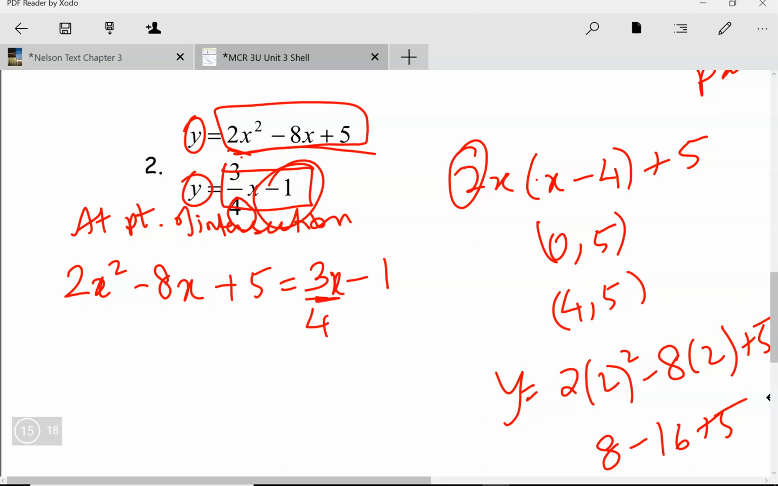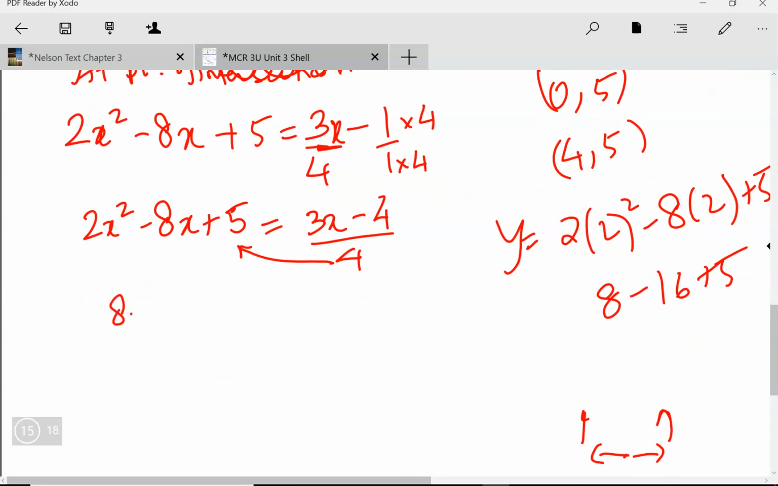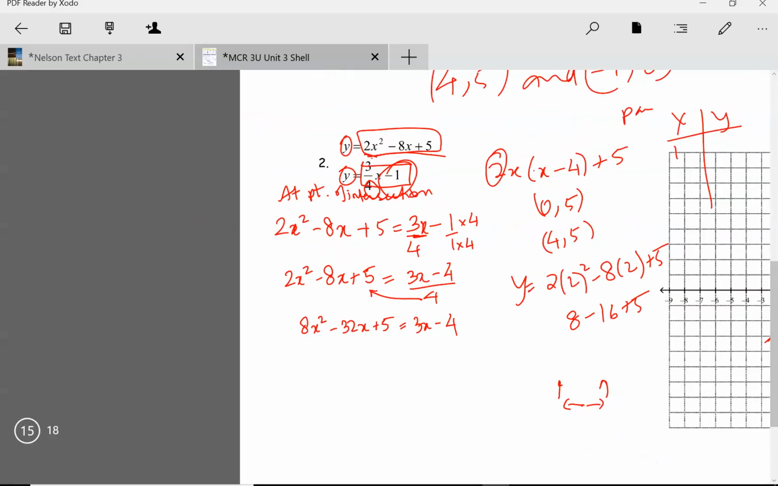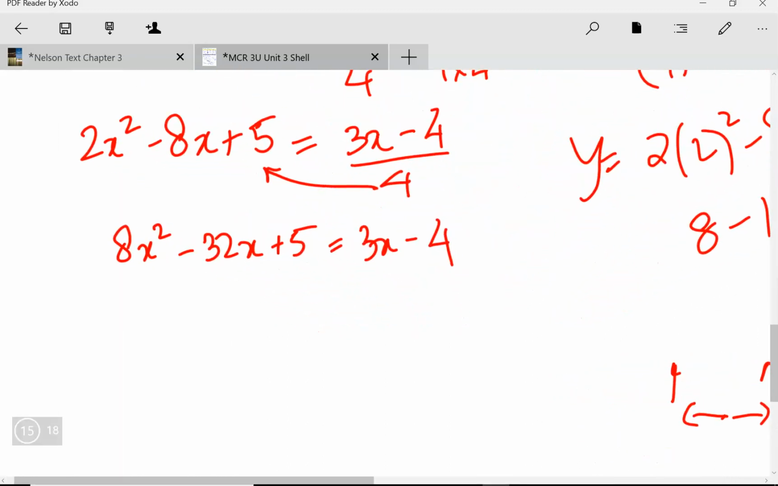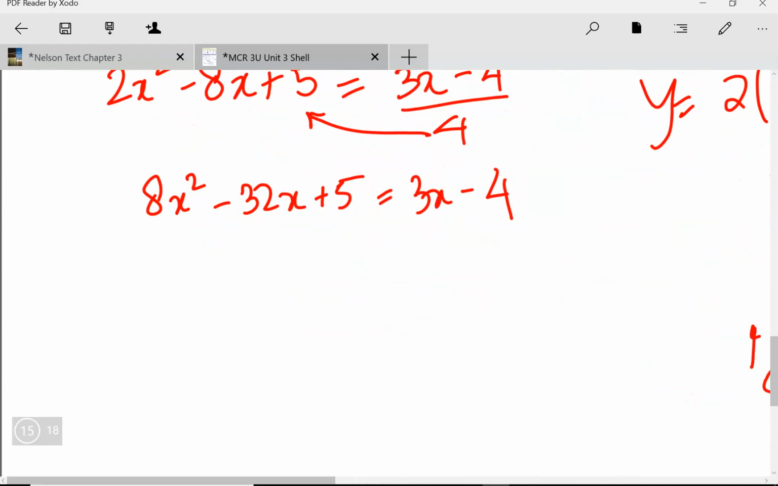There are different ways you can do this. I don't like this 4, so I'm going to take a common denominator here. I'm going to remove as many fractions as I can before I work. 3x minus 4 over 4, right? And then I'm going to multiply the 4 up into this expression, so I get 8x squared minus 32x plus 5 equals 3x minus 4. In retrospect, I probably shouldn't have done that because that just wasted my time, because I have to solve for x, so I have to use completing the square anyway, so that's going to be some messy fraction.